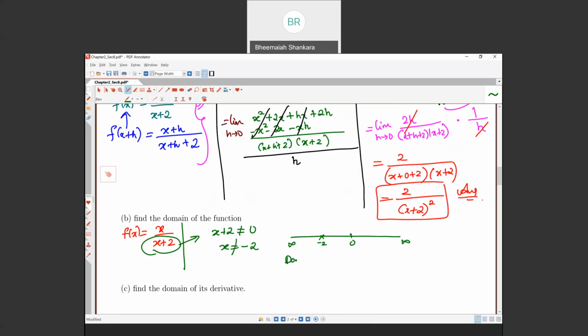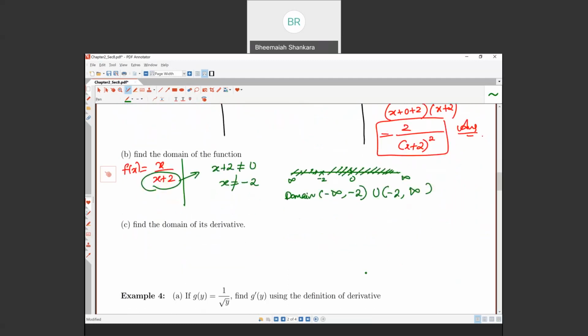So you're going to write it as domain, start from negative infinity all the way up to negative 2, stop, union, start from negative 2 all the way up to infinity. So it's all these points other than exactly the point negative 2.